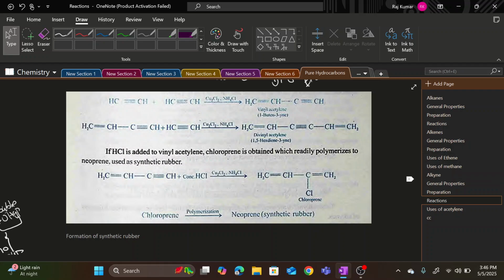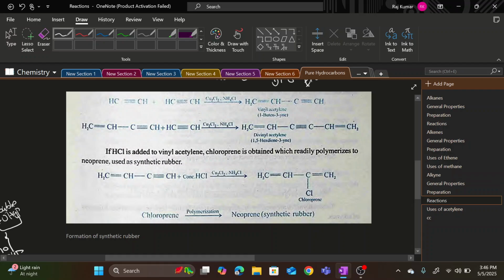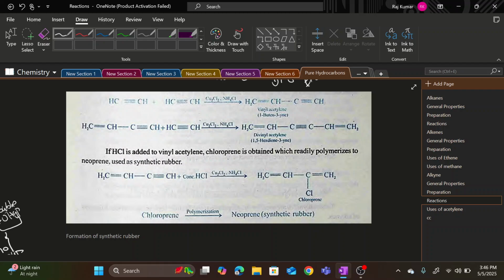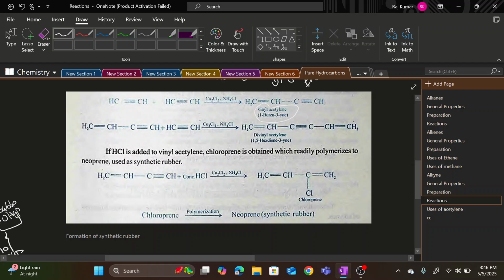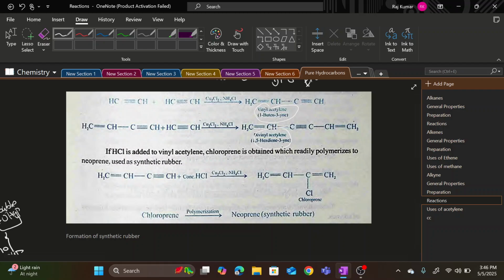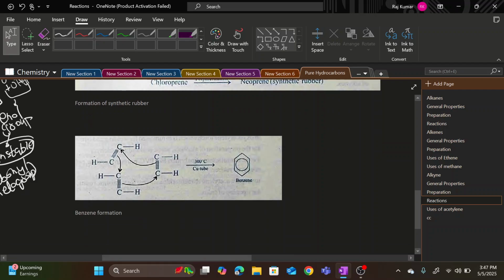Number one polymerization reaction is the formation of synthetic rubber. How does this form? Whenever we are going to polymerize ethyne in the presence of cuprous chloride and ammonium chloride, we are going to produce vinyl acetylene. Vinyl acetylene further polymerizes to form divinyl acetylene, which in the presence of HCl will produce chloroprene. That chloroprene further polymerizes to form neoprene, which is a synthetic rubber.